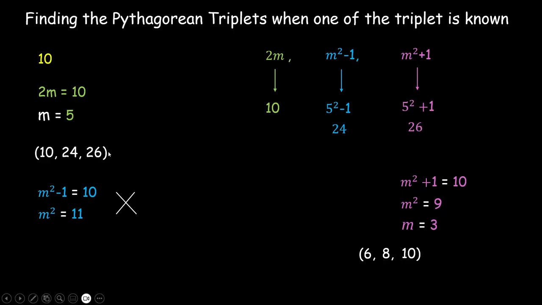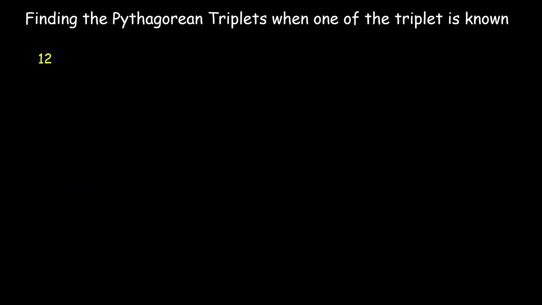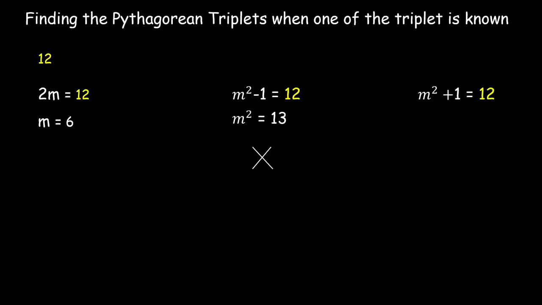Right? The thing is, this might not work for every case. For example, if I just take 12. Now this is even, I can put it equal to 2m, I get m equal to 6. Using m equal to 6, I can find all the triplets. But if I put it equal to m square minus 1, I'll get m square equal to 13. 13 is not a perfect square, so no integral value of m over here. If I put it equal to m square plus 1, then m square is 11. Again, 11 is not a perfect square, so I won't be getting any integral value of m.